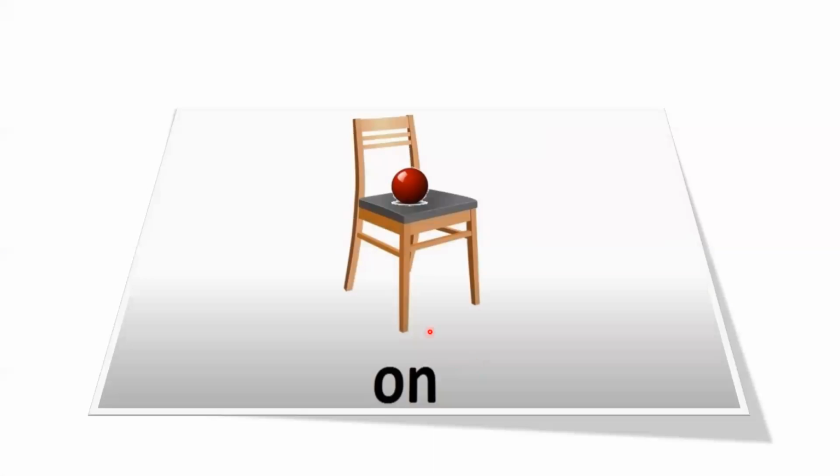Next, chair and ball. So position of the ball, analyze it quickly. तो ball जो है chair के ऊपर रखी है ना, so we will use the preposition on.